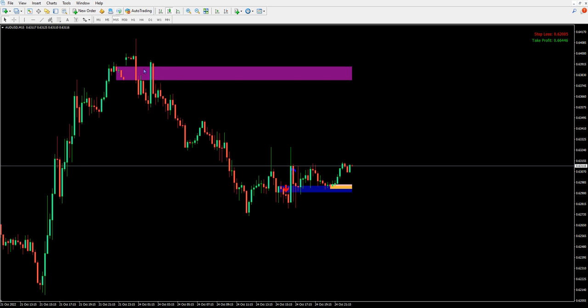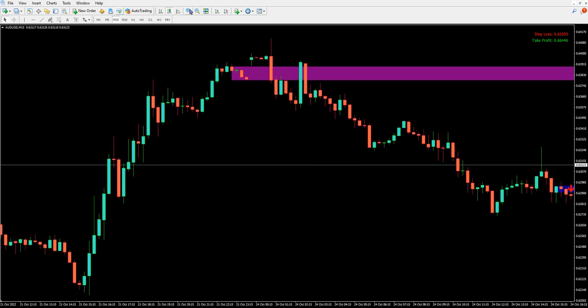Price went back into it. It respected it on the hourly with no close above it. It only wicked into it. But going down to a lower time frame, we see it respect the more refined zones, the gap and these order blocks that push the price down.